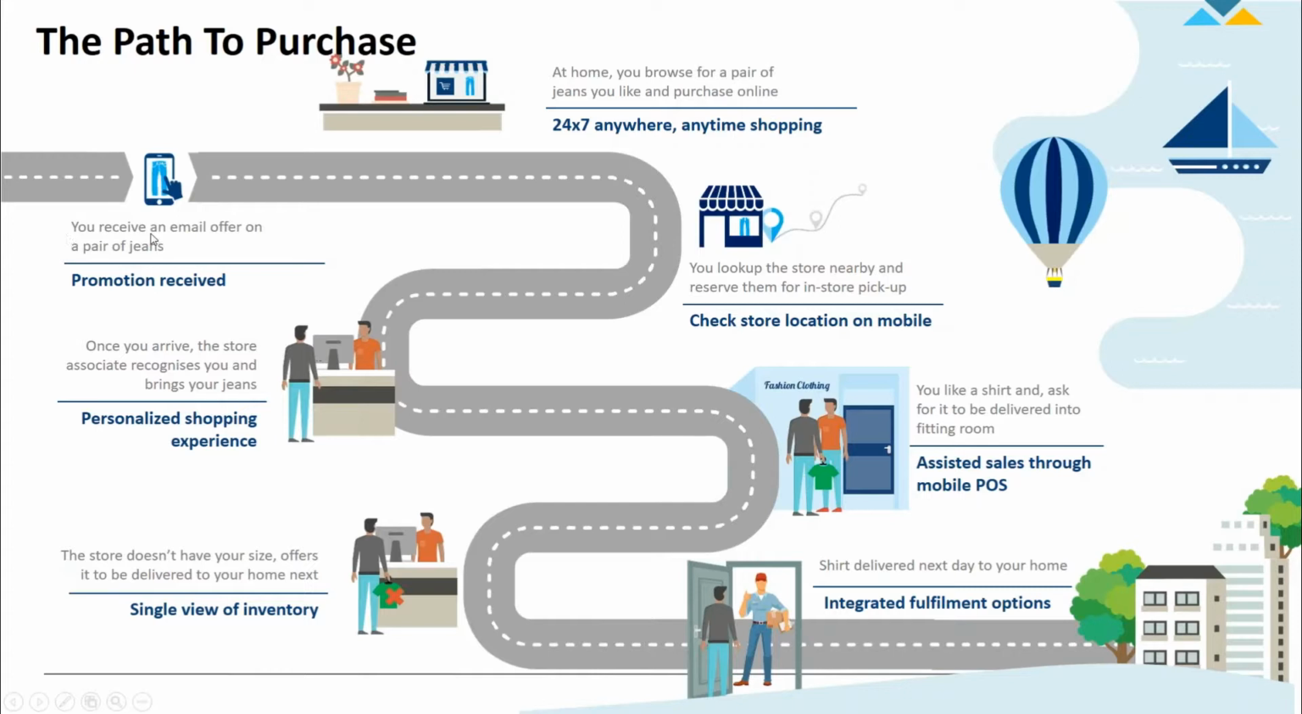Now, you receive an email offer on a pair of jeans. Now, this is the promotional side. This is generated from iVend e-commerce and sent off to you, or it can be a promotion or a campaign that's run from the actual management console, from the enterprise, and that gets sent off to you. Say, hey, there's a promotion on for these items. At home, you browse a pair of jeans. This over here is iVend e-commerce, right?